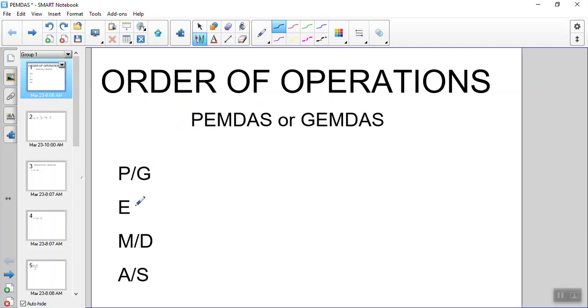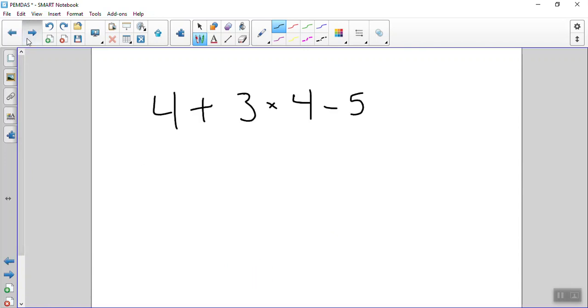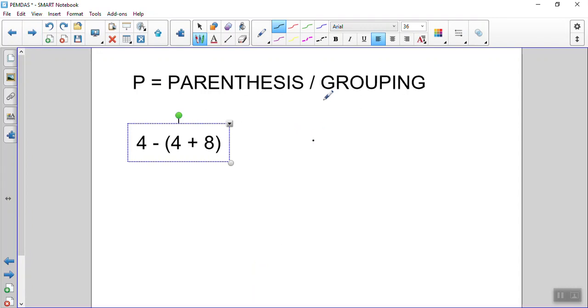acronym stands for. PEMDAS is the P or the G, so sometimes it's referred to as GEMDAS. As parentheses or groups, you have to do those first, and then exponents, and then multiplication and division. You do it at the same time from left to right, and then addition and subtraction also from left to right. So let's go over these one at a time, starting with parentheses or groups.